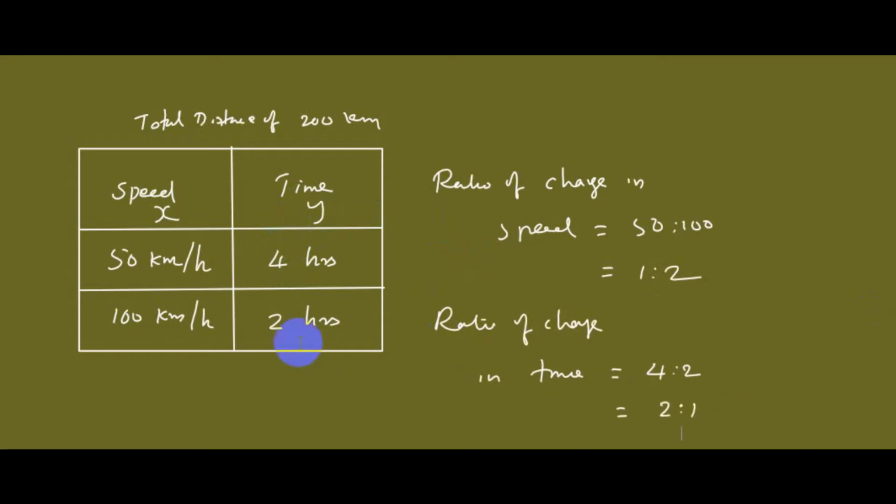Here we consider two measures. One is speed and the other is time. When speed changes in the ratio 1 is to 2, the time changes in the reverse ratio, that is 2 is to 1. Okay, the change that happened in the second measure is in the opposite direction of the first.